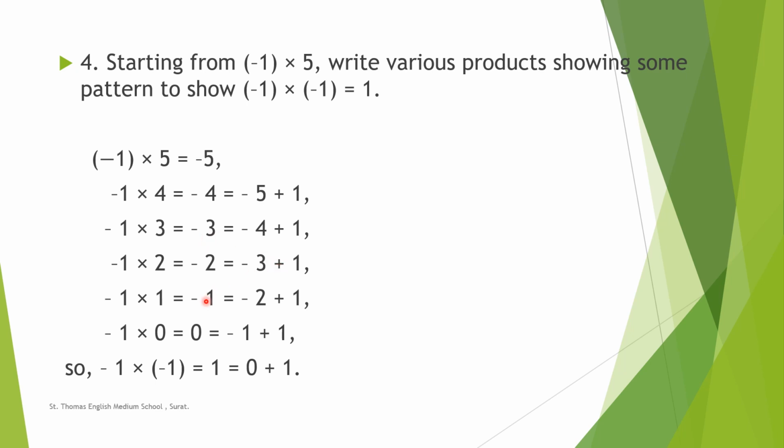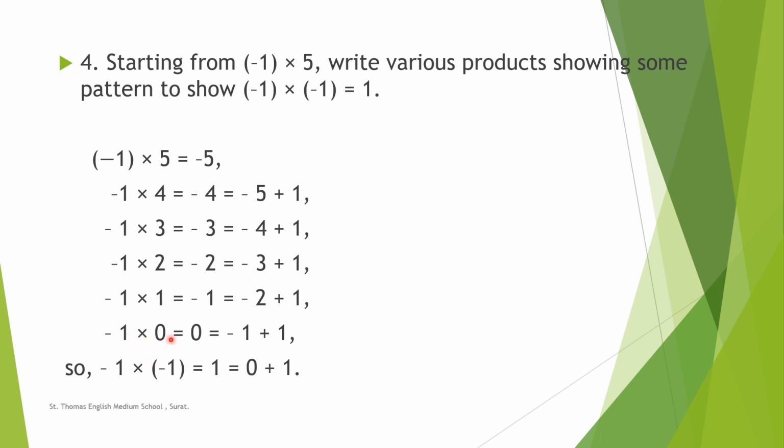It's clear? Next pattern you have to write. Next 3 you have to write yourself, and check whether the answers are correct or not. Minus 1 multiplied by 1, that is minus 1. Minus 1 we can write minus 2 plus 1. We need up to minus 1 into minus 1. So again 2 more.